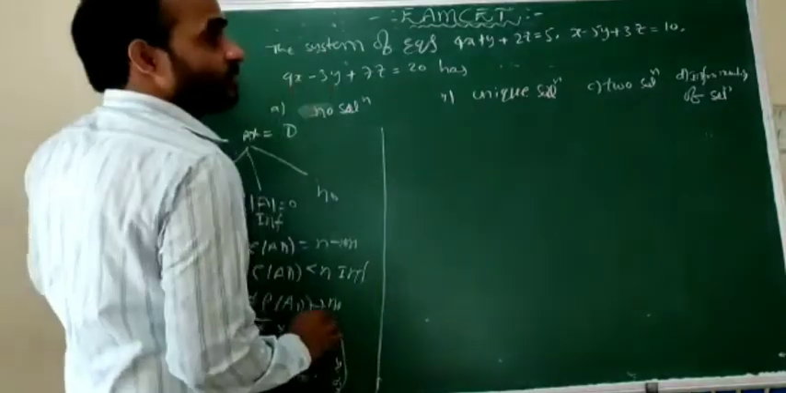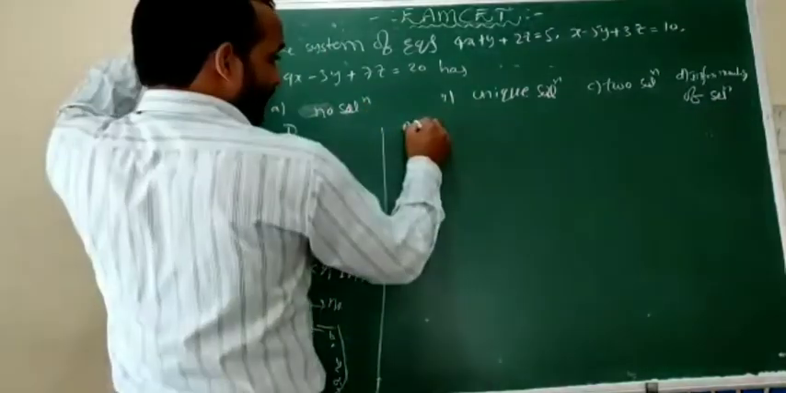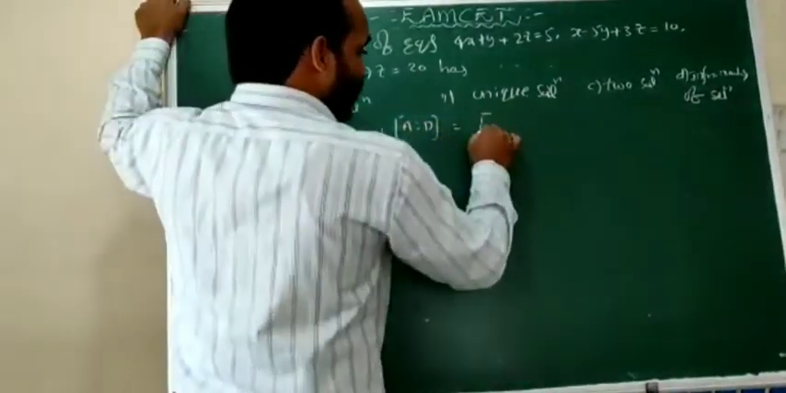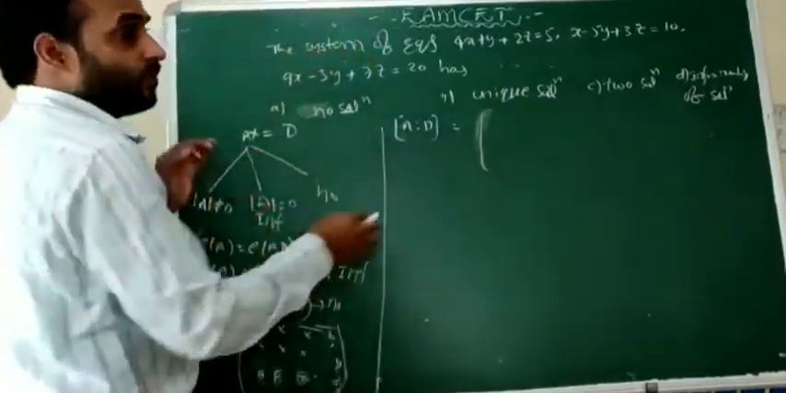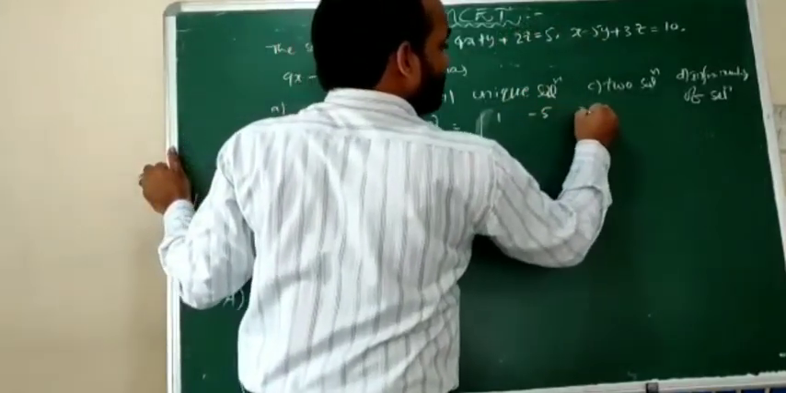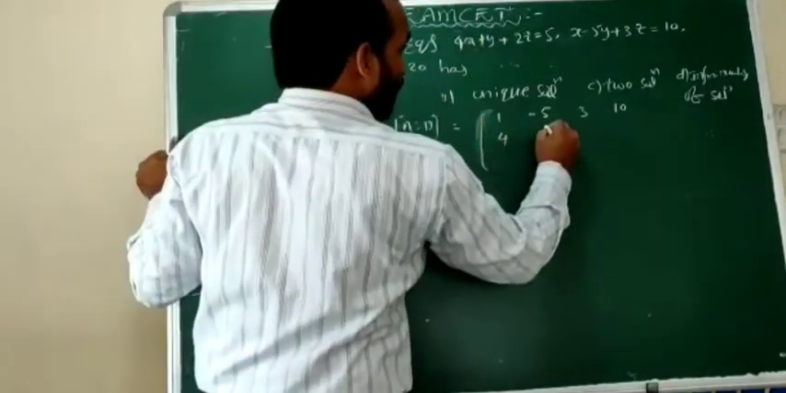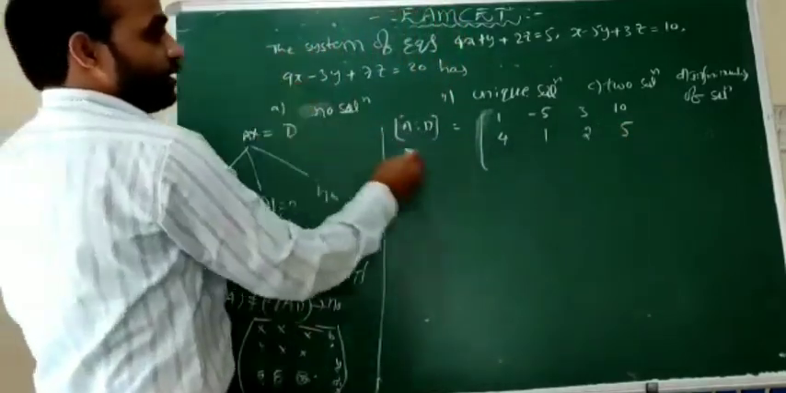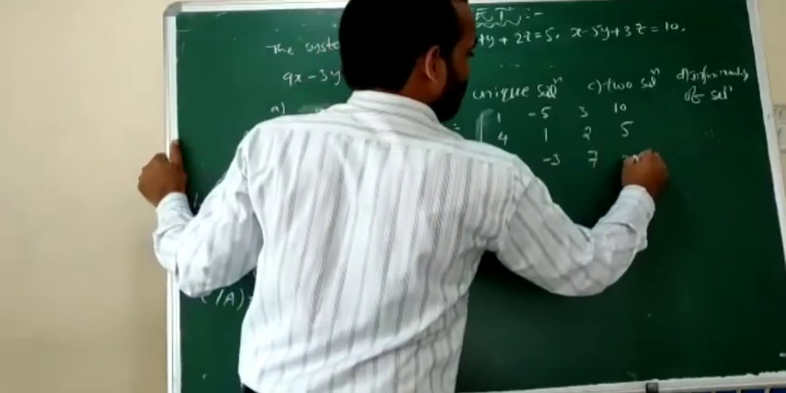So what is the question? Very simple. First of all, AX, augmented matrix AD. First of all, write down AD. What is AD? First of all, 1, 1, 1, and the right-hand side. Second equation I will write down: 1, minus 5, 3, 10. Second equation: 4, 1, 2, 5. Next, third equation: 9, minus 3, 7, 20.